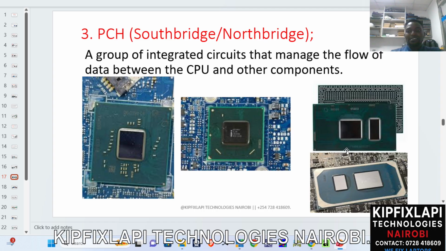So within this PCH, you have this one, this one. Then we have a PCH which is also integrated within the CPU. This smaller part here is the PCH, and this is the CPU. So the smaller part is the PCH, a group of integrated circuits that manage the flow of data between the CPU and other components. Yes, so this PCH ensures that the data between the CPU and other components is running smoothly.